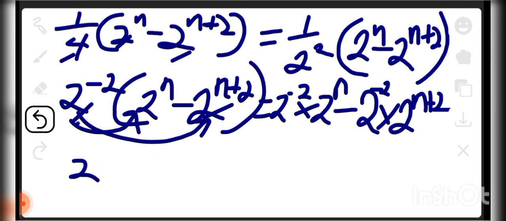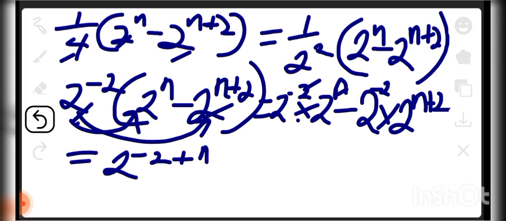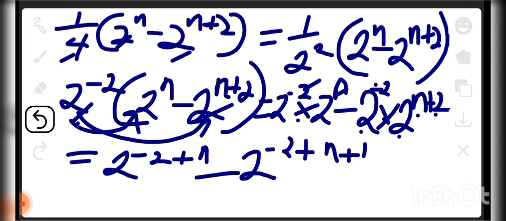Let's go. All right. So 2 raised to power minus 2 times 2 raised to power n. We pick one of the base, we add the power. So we're going to have minus 2 plus n. Then 2 raised to power minus 2 times 2 raised to power n plus 2: you pick one of the base, then you add up the power, minus 2 plus n plus 2.